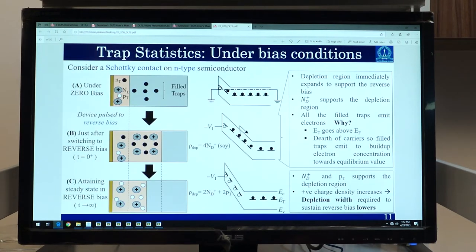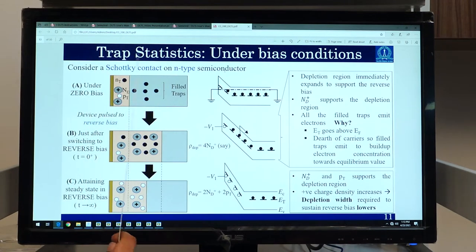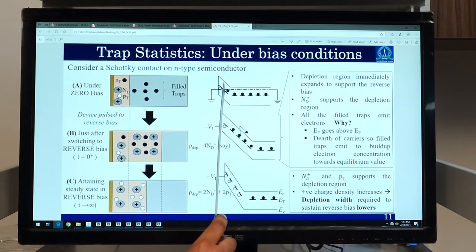Given this basic understanding of the important parameters for DLTS, let us quickly look into an example of how DLTS measurements are done. First of all, let us bias the diode under zero bias. We see in this device, in this energy band diagram, that there is a residual built-in band bending because of the metal semiconductor junction, and almost all the traps very close up to the junction are filled because the traps are below the Fermi level.